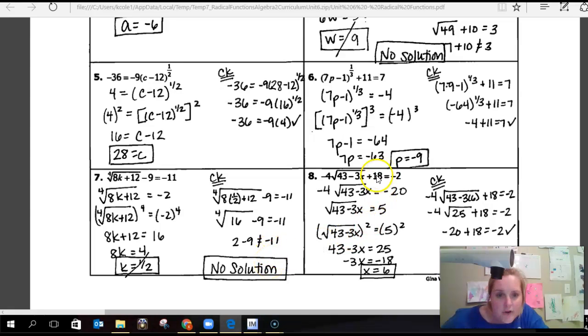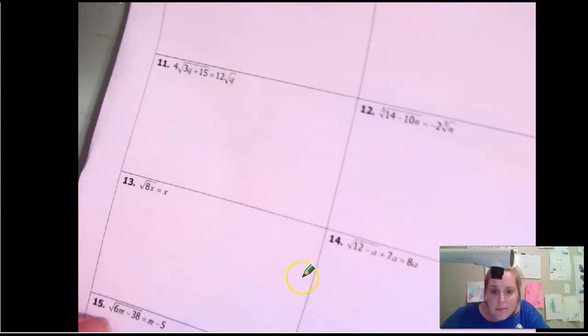Over here, we're going to subtract 18 first. Then we are going to divide by negative 4. Then we are going to square both sides to get rid of that radical. After that, we're going to subtract 43. Divide by negative 3. Your answer is 6. You plug it back in, and it checks. Just that easy, to me.